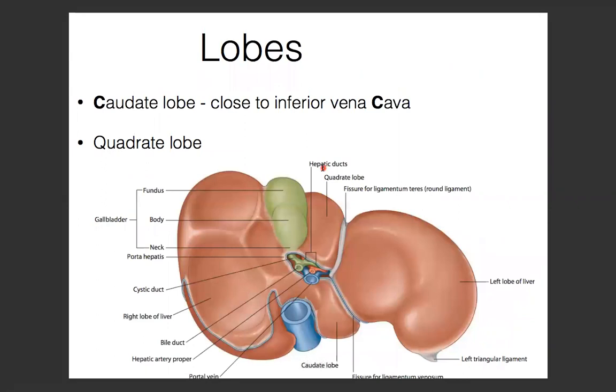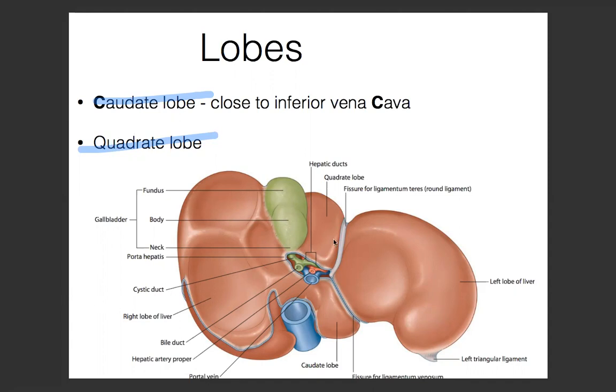Next, we're going to be talking about the lobes of the liver, and the two very important lobes. This is pretty much the most important part when it comes to the liver, so make sure you always know this. We have the caudate lobe and the quadrate lobe. They're lobes on the inferior surface of the liver, not the right or left lobe, which are on the superior surface. The inferior surface of the liver has two lobes, caudate and quadrate.